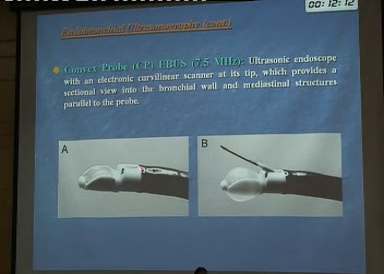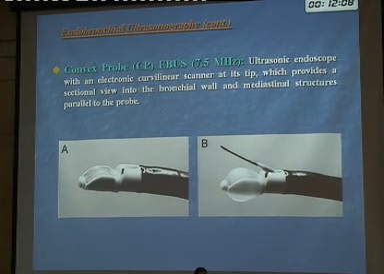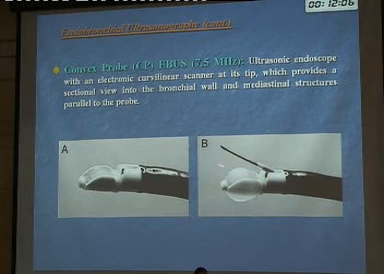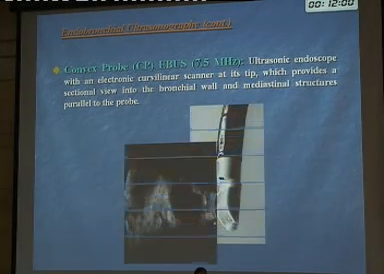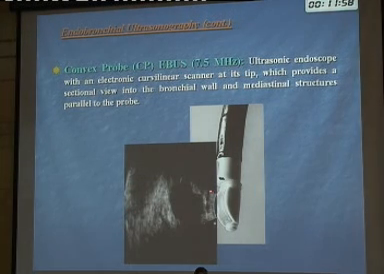At the tip of the bronchoscope, we can inflate a balloon around the probe, and the working channel is angulated. We can introduce a needle through it for real-time endobronchial ultrasound guided TBNA. Here is the sectional view, which is parallel to the probe in the bronchoscope.